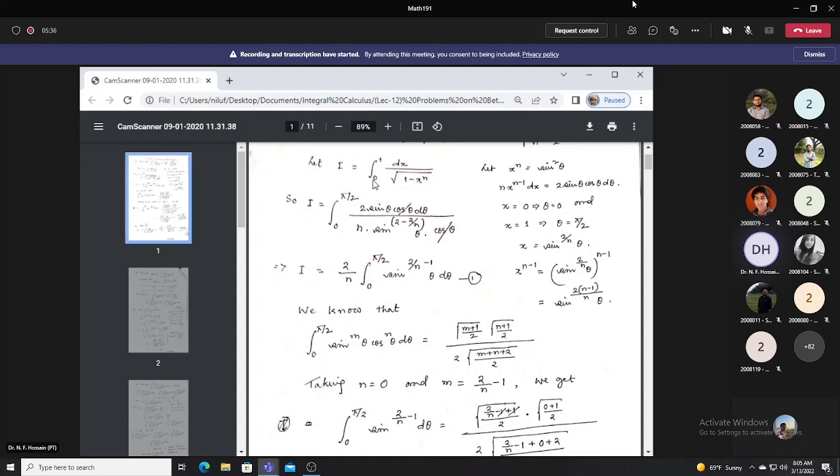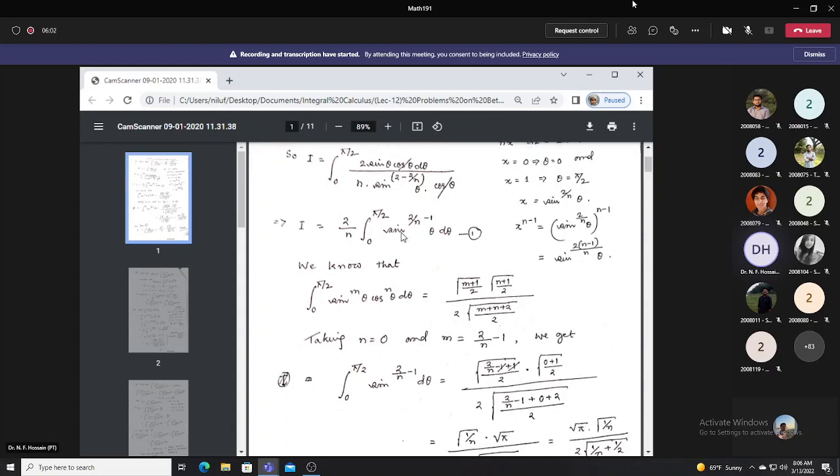We can take this 2 by n outside the integral, and here the power of sine theta is 1. So ultimately, when you take this sine to the upper side, the power of sine will be 1 minus 2 plus 2 by n. So ultimately 1 minus 2 is minus 1, and plus 2 by n. So here the power of sine is 2 by n minus 1 theta.